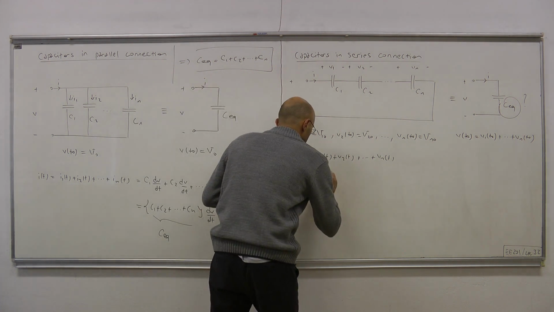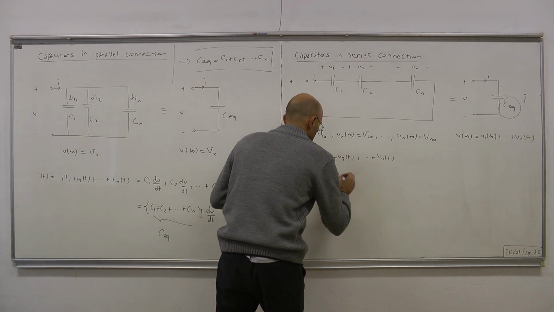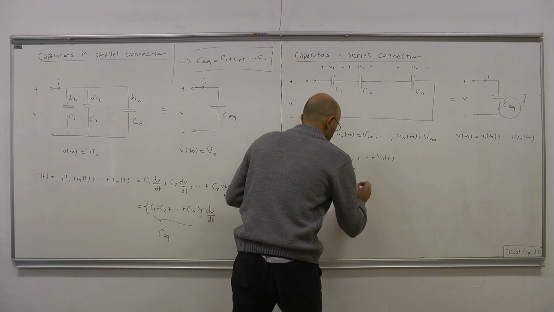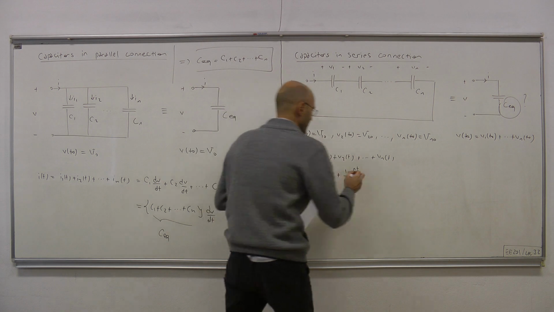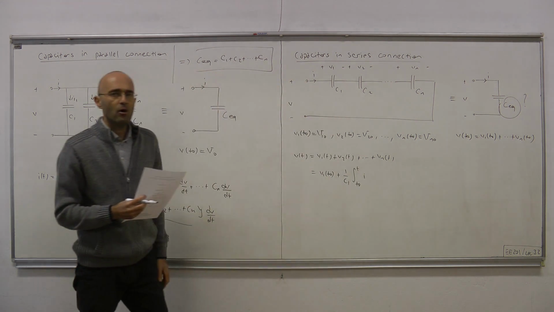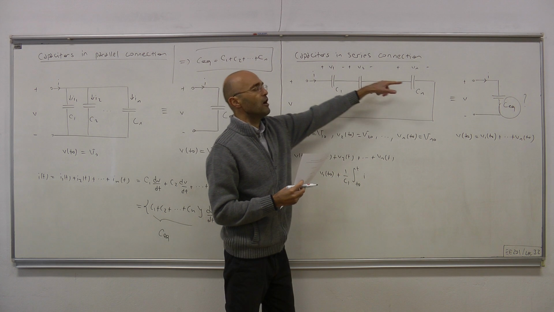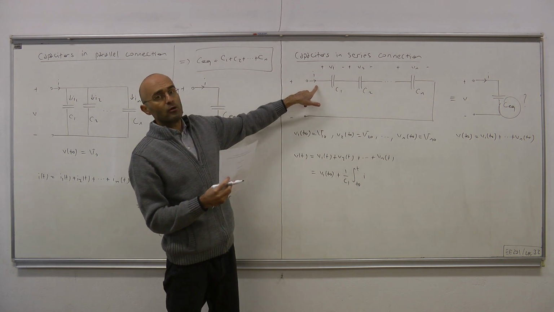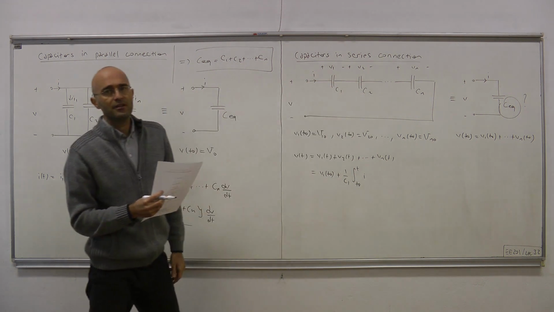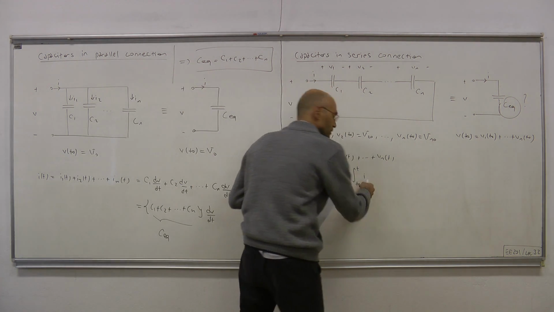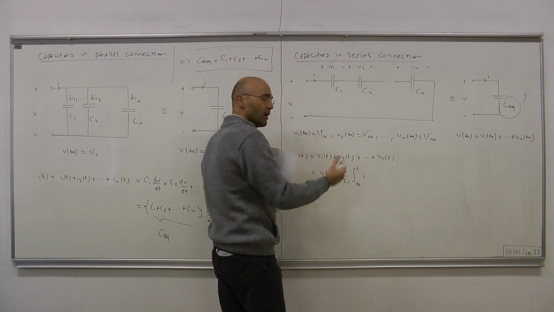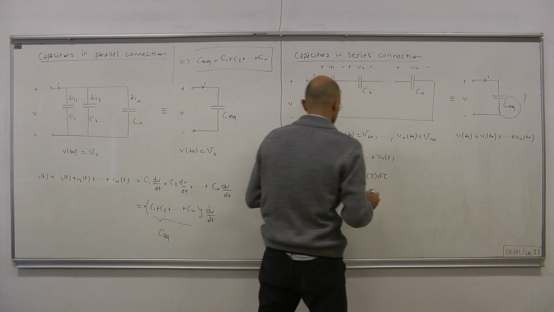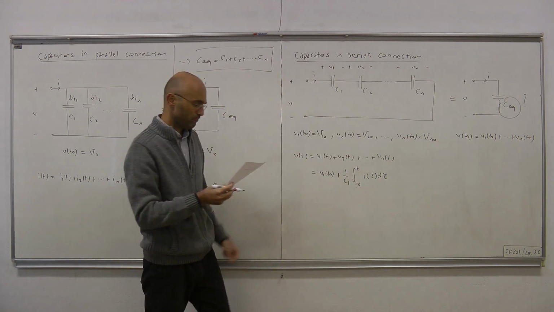We have V1 of t0 plus 1 over C1 times the integral from t0 to t of I1 of tau d tau. But I1, I2, I3 and all the currents are equal, and they equal I because the capacitors are connected in series. Okay, so we don't have to introduce extra notation I1, I2 and so on. Everything is I. Okay, I of tau d tau. So that's V1.